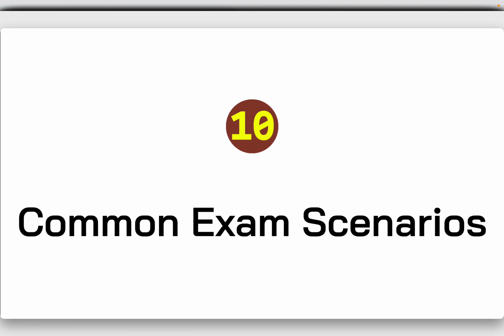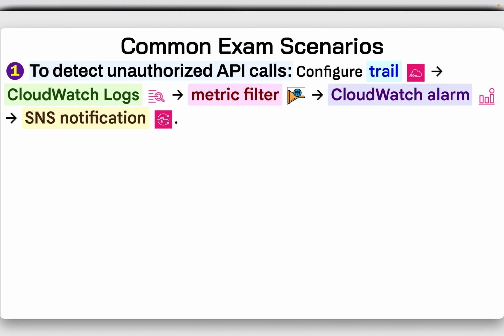And lastly, common exam scenarios. So, first one, to detect unauthorized API calls, you will configure a trail in CloudTrail. You will configure CloudWatch Logs. Then you will pipe it to a metric filter. And then you will have a CloudWatch alarm and SNS notification. So, this is the workflow.